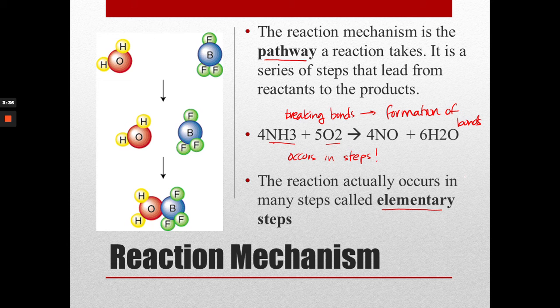these are called the elementary steps. And we can't see them individually, but we do know that they affect things like the speed of a reaction. So that's what a reaction mechanism is. It's like the pathway that it takes to get there. Some are very short and sweet, and some are much longer and more drawn out.